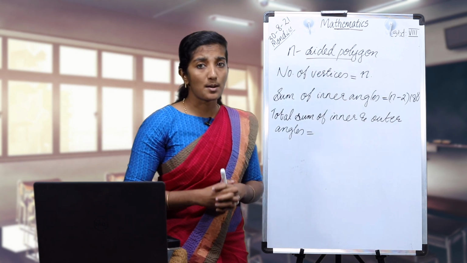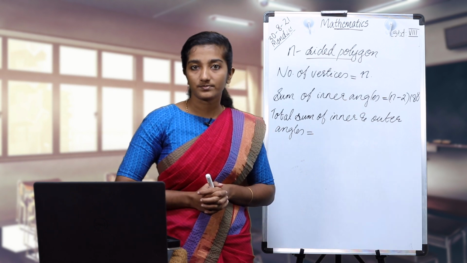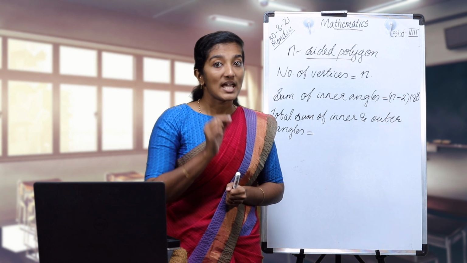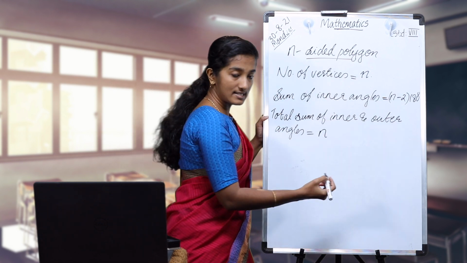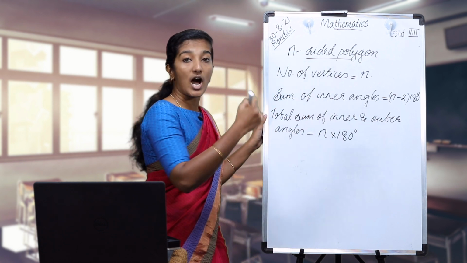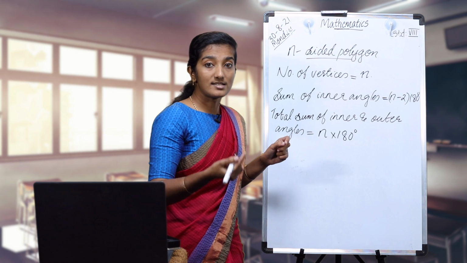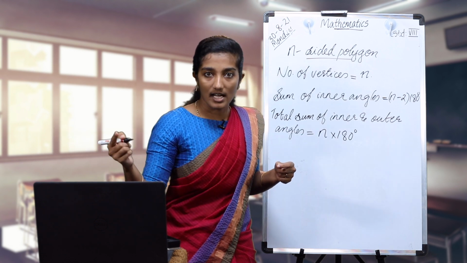Therefore, what is the total sum of inner and outer angles? Very good. It will be n into 180 degrees. That is the number of vertices into 180 degrees. That is, we have to take the total sum of 180 plus 180 plus 180 up to n times, right?